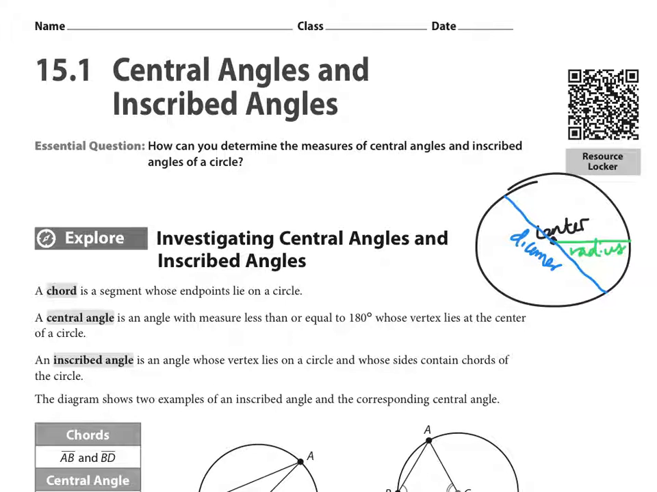Wow, I'm not even spelling that right. D-I-A-M-E-T-E-R. All radii in a circle are congruent to one another, and all diameters drawn in a single circle are going to be congruent to one another. Otherwise, it would not make that circular shape that you know and love.